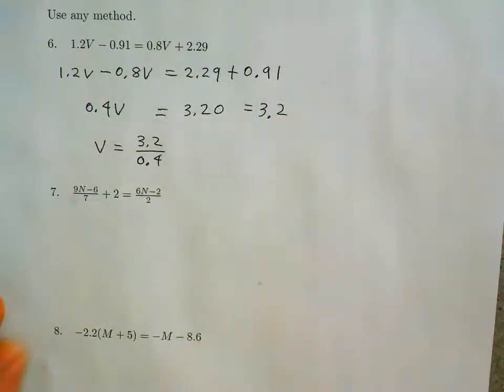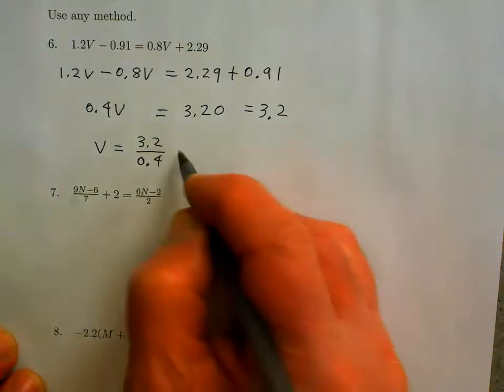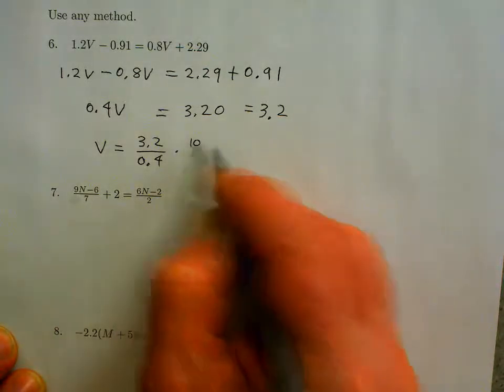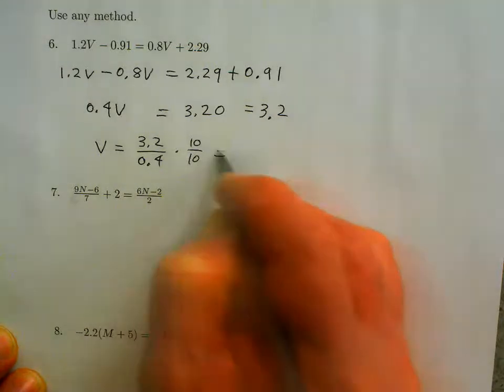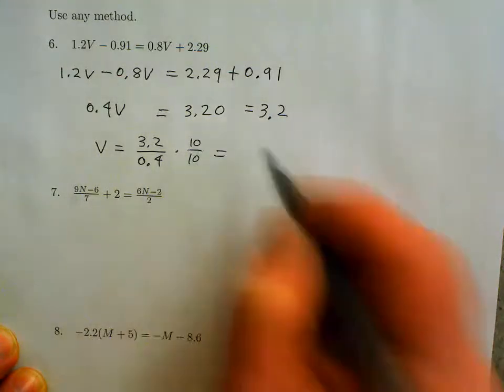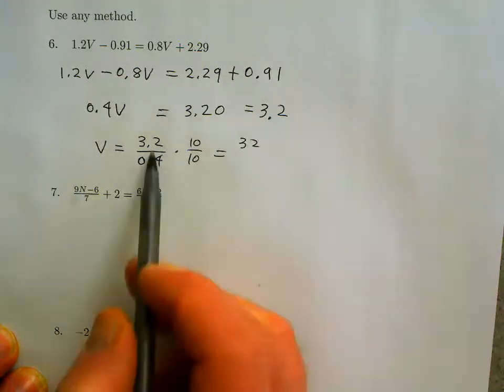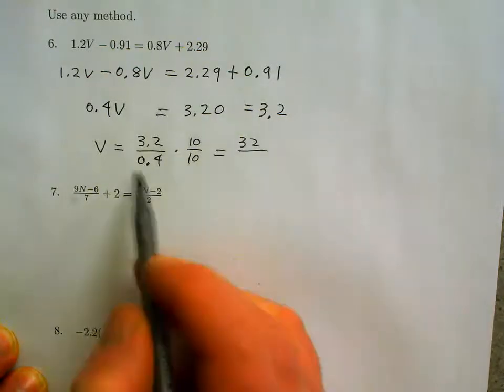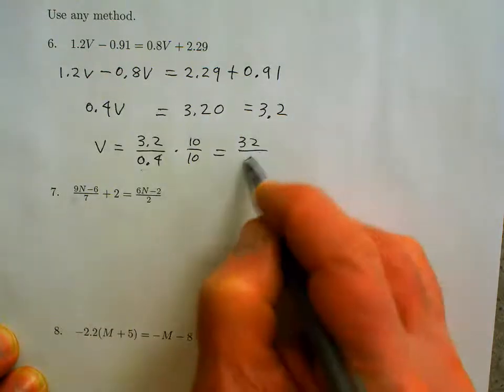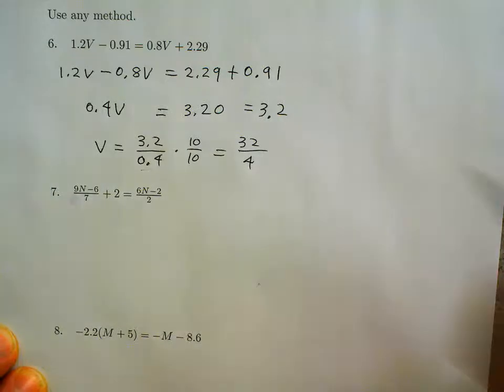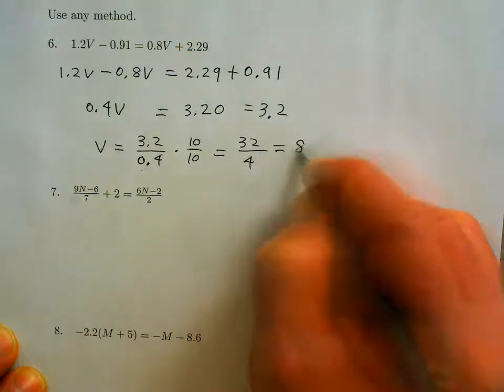So what is 3.2 divided by 0.4 without using a calculator? Yeah, it's 8. If you multiply by 1 in the form 10 over 10, 3.2 times 10 is 32. Move the decimal one place to the right. 0.4 times 10 is 4. 32 divided by 4 is 8.